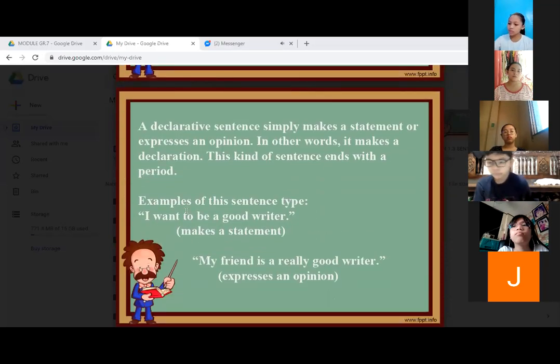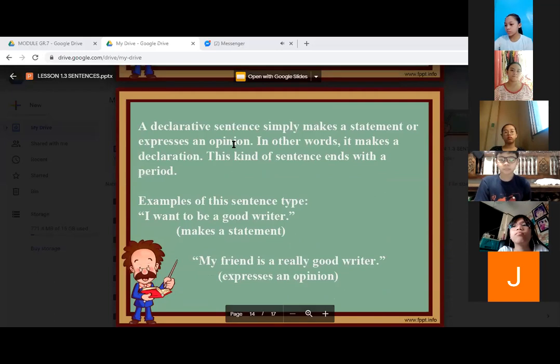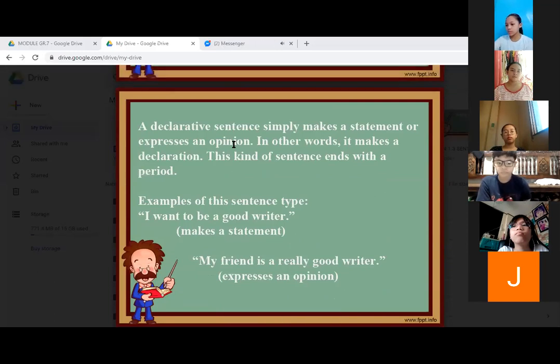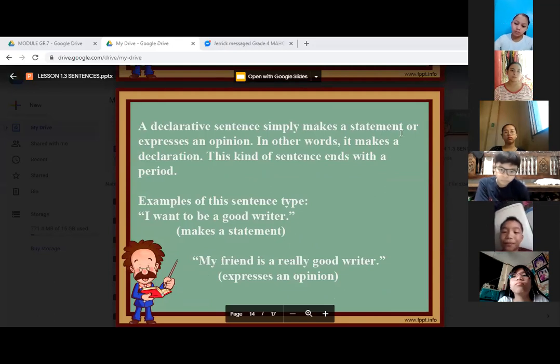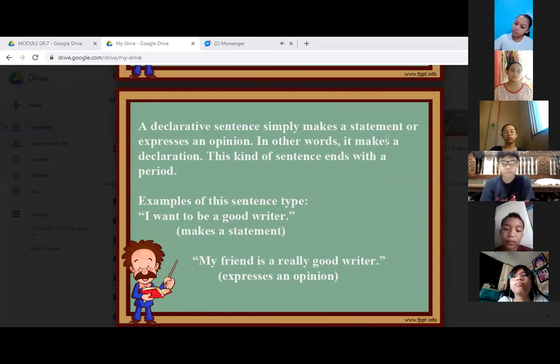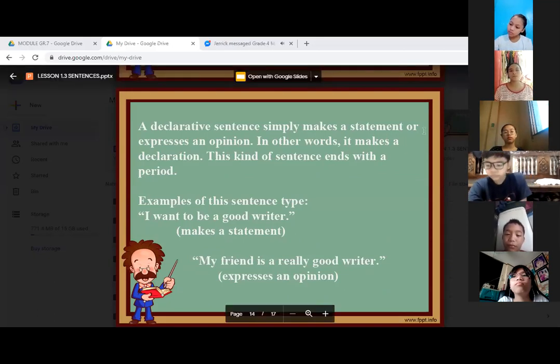So from the term itself, declarative, declare, deklara, nagdedeklara ka. So a declarative sentence simply makes a statement or expresses an opinion. So in other words, it makes a declaration. So this kind of sentence ends with a period. Okay? So take a look at the example.